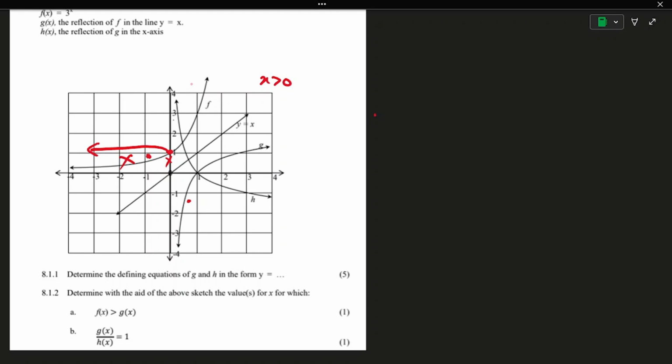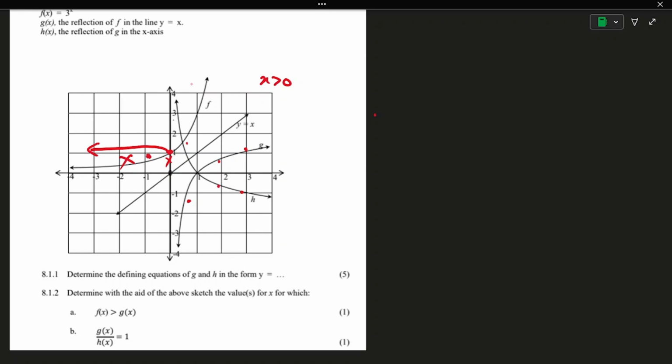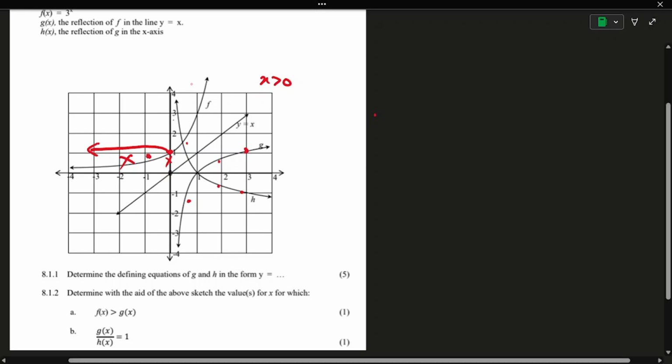For b, we are looking for the x values where g of x divided by h of x is equal to 1. Someone might say, we're looking for the division of the two, so we take this and divide this. Well, although that may work in certain circumstances, if you divide these you are going to get negative 1, because it's positive divided by negative. And then when we get to this point, this is 0 divided by 0. You see what's going on here?